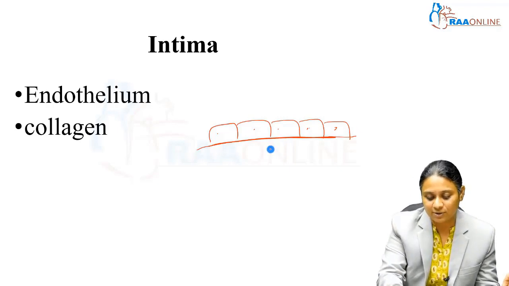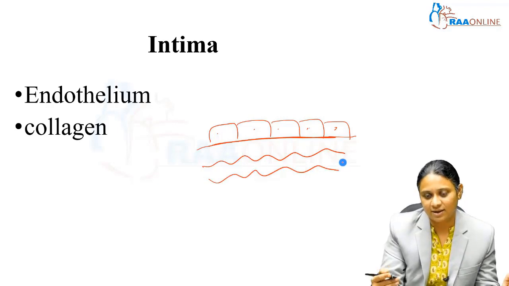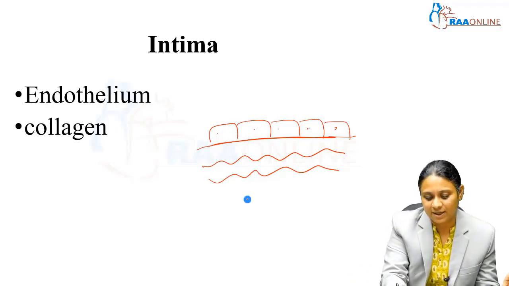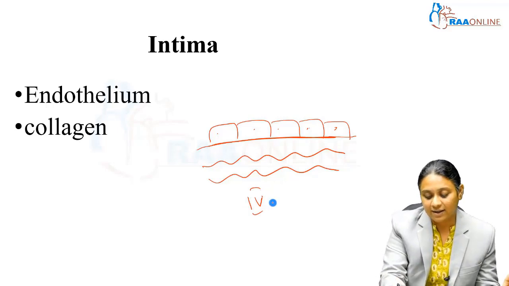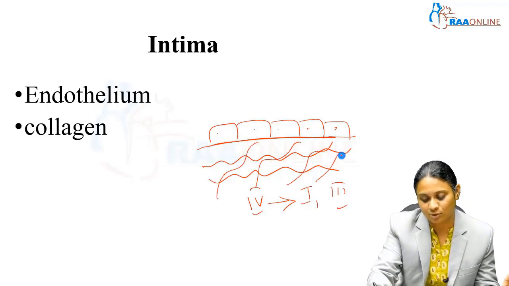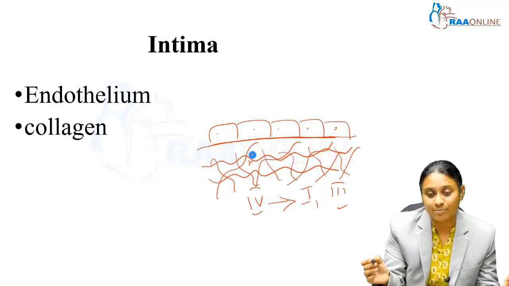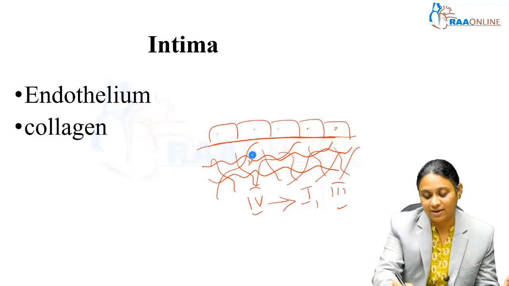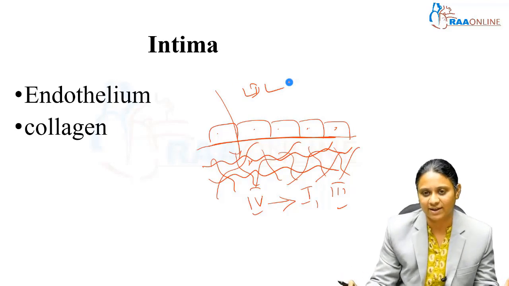There is subendothelial connective tissue which is composed of collagen. Initially, in an embryo, this collagen is of type 4, which is loose non-fibrillary collagen. Later, as we become adults, it is replaced by type 1 and type 3, which become fibrillary collagen. It becomes more complicated collagen, the subendothelial connective tissue. This collagen is very important because it is going to trap the LDL in the future atherosclerotic plaque. If it is non-fibrillary, it cannot trap. If it is fibrillary, it is going to trap the LDL.